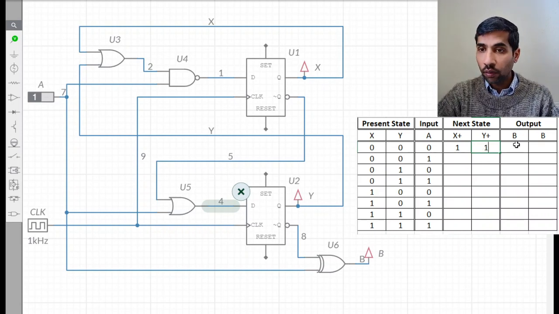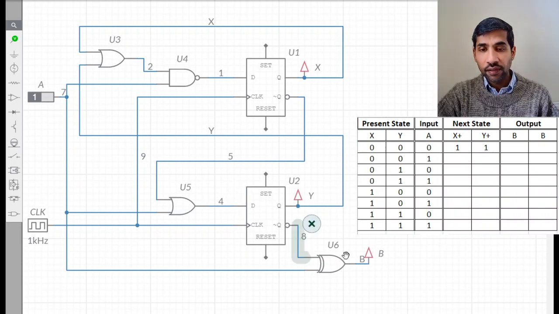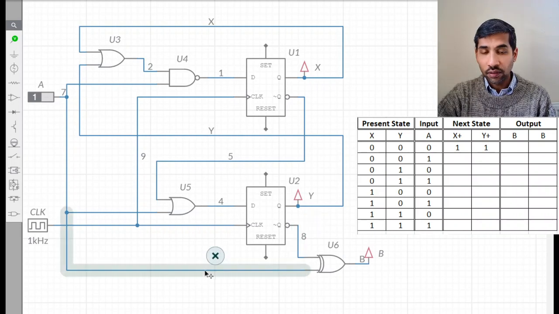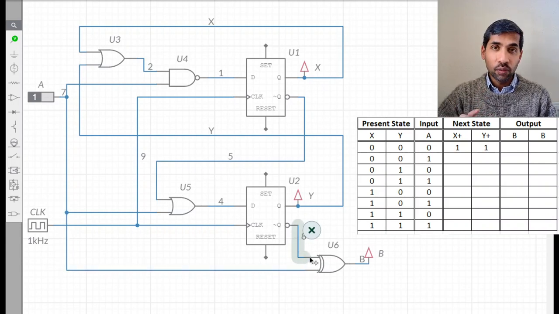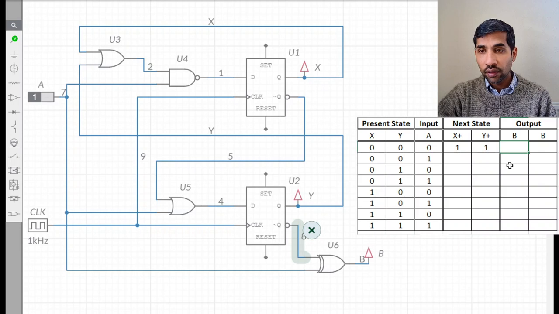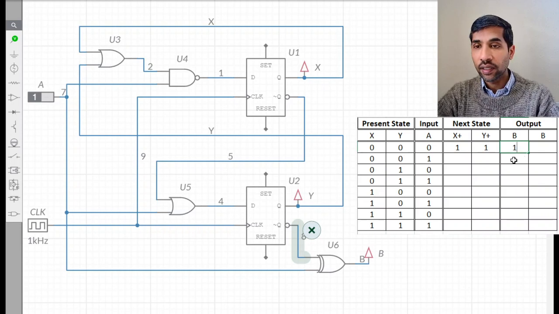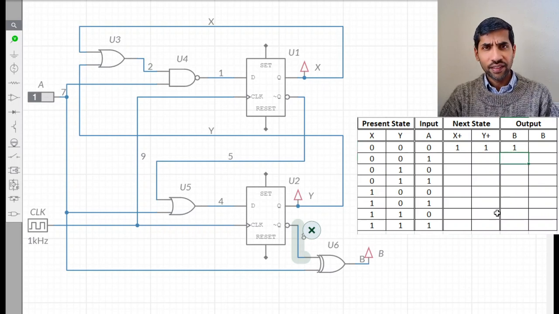What's the output then for this state when X and Y are 0 and A is 0? If you look at this circuit, the value here is going to be 1 and the value at this point is going to be 0. A is still 0 and Y is 0, so Y bar is 1. So you're doing an exclusive OR of 1 and 0, and the output at that point is going to be 1. So let's put our output also as 1. Hopefully that makes sense.